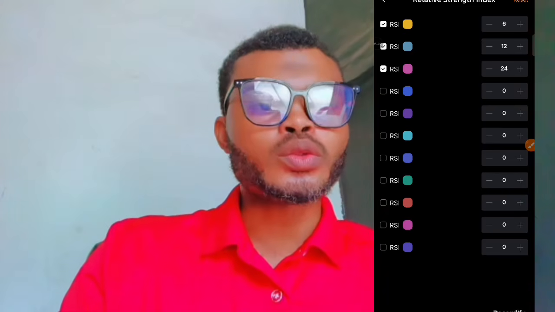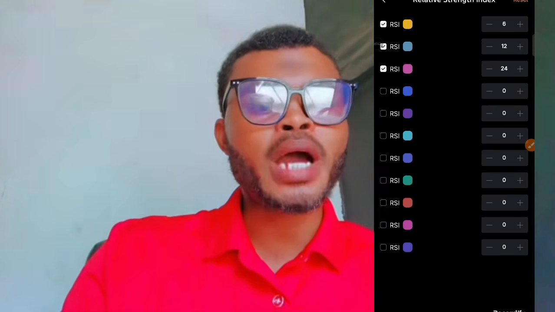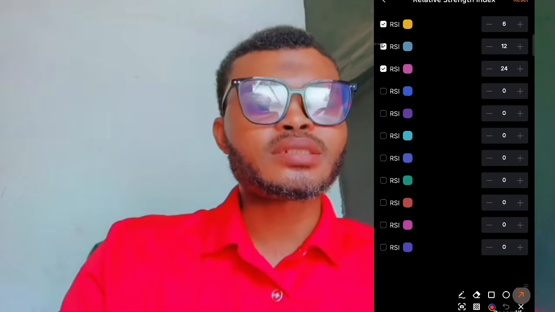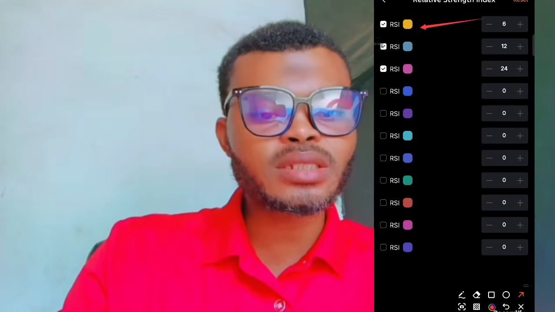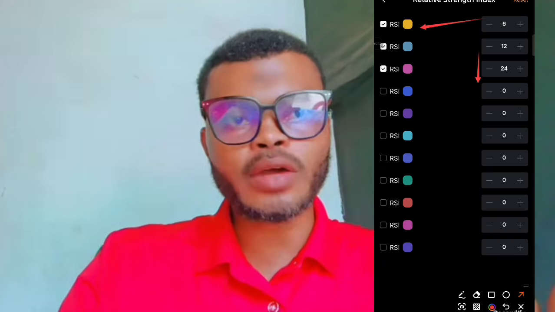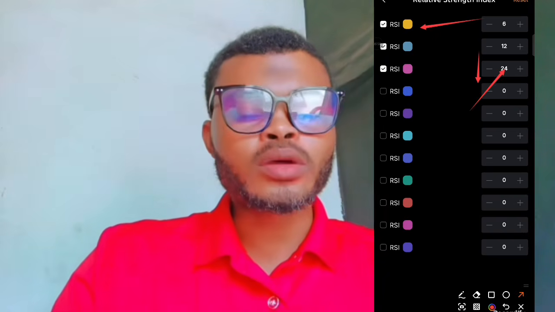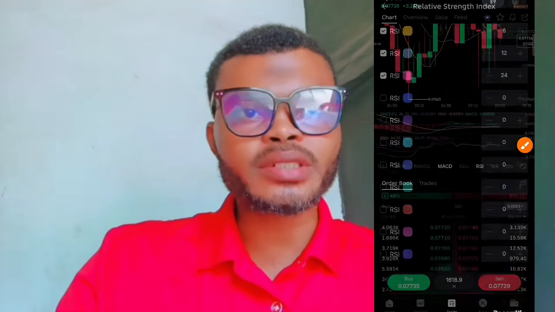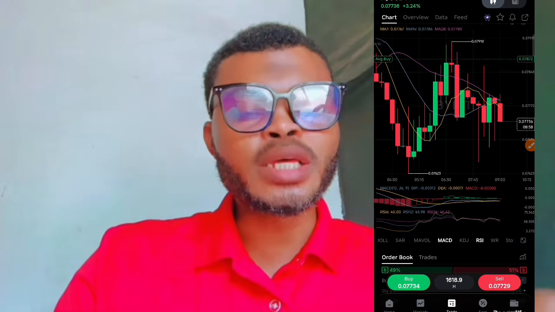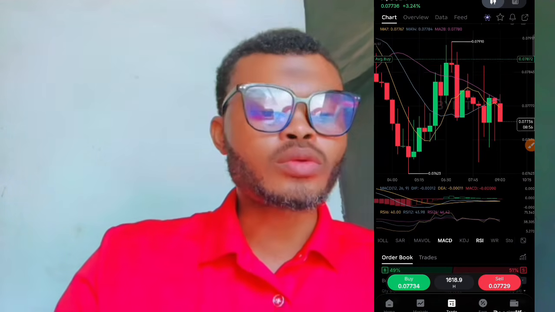Okay, so now that we have seen it, how do we actually read this RSI? This RSI has a potential of buy and also a potential of sell all at the same time. A single RSI has everything that has to do with this. So how do we actually read this RSI?